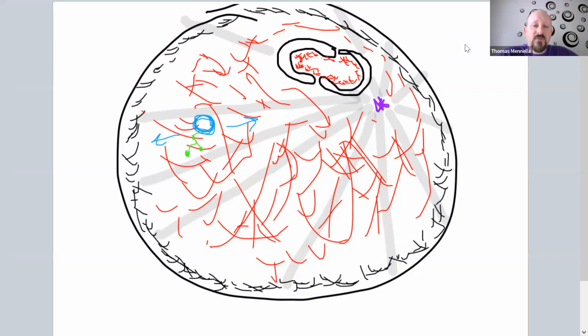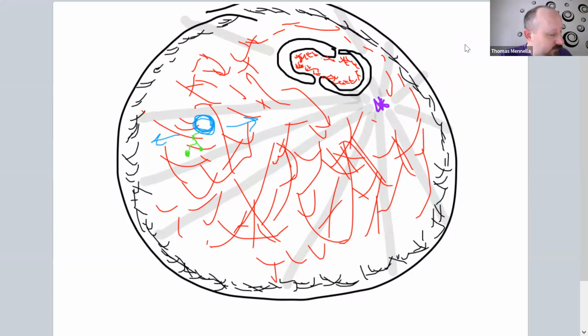And anytime cells are moving, it's most often and largely done by actin. Even our muscle fibers, where we have movement of the multicellular organism, is often actin-driven. So the motor protein that interacts with actin is called myosin.